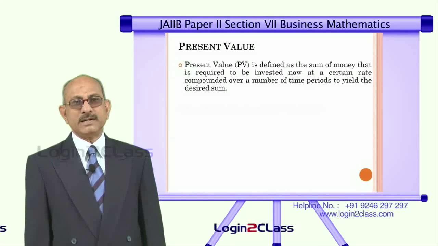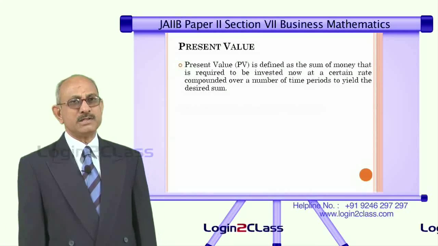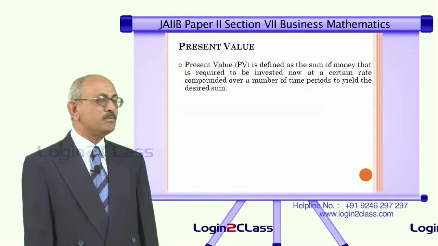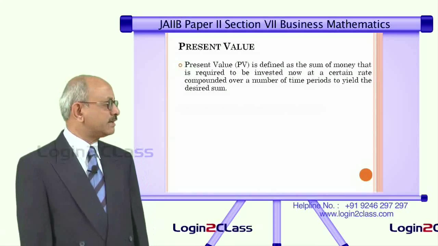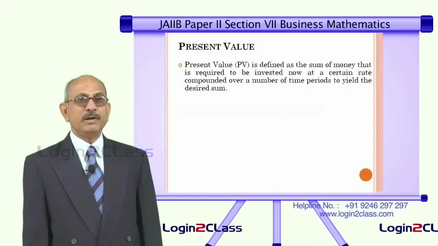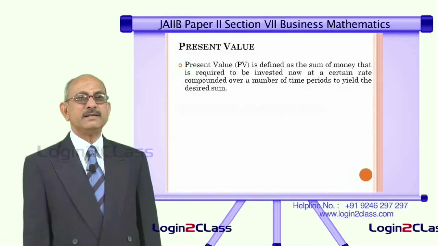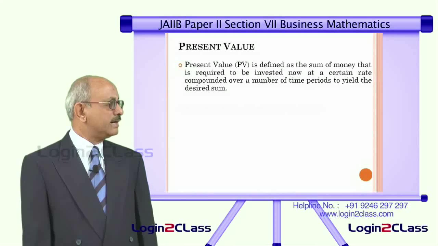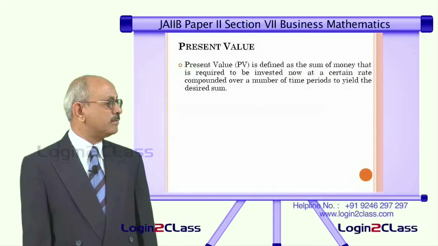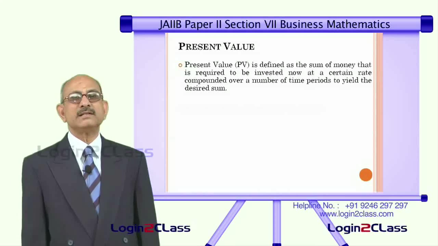So, for that purpose, let us define what is the meaning of present value, and then find out how present value can be calculated given the future value of the cash flows. So, PV or present value is defined as the sum of money that is required to be invested now at a certain rate compounded over a number of time periods to yield the desired sum.